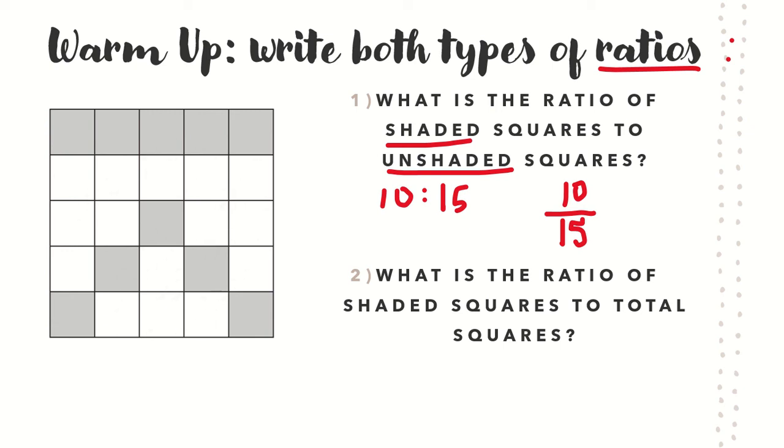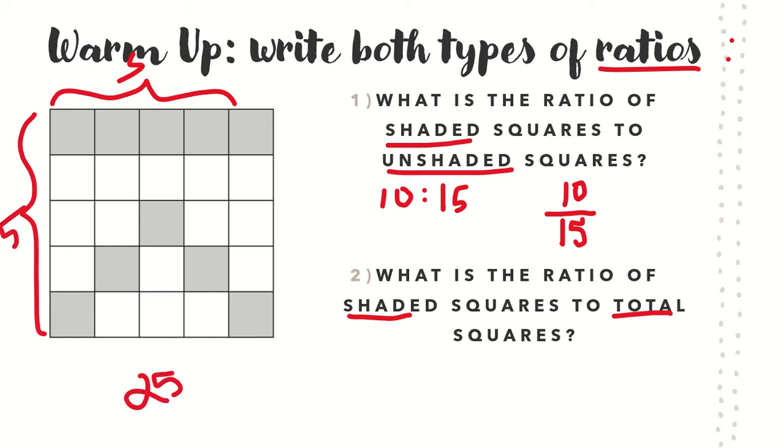and move on to number two. What is the ratio of shaded squares to total squares? So notice the difference. This time we're comparing shaded versus total number. The total number is 5 times 5, so that's going to be 25 total. And shaded, we already figured out there were 10 shaded, so it's going to be 10 to 25 is the comparison or ratio of shaded to total. And then as the other type of ratio, the fraction, it's going to be 10 over 25.